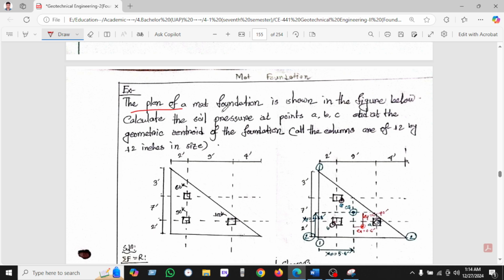You can see the plan of the mat foundation is shown in the figure below. Calculate the soil pressure at the points A, B, C. This is the B, this is the C, this is the A. Okay, so this is A, this is B, this is C. Under geometrical conditions, the eccentricity of foundation, all the columns are 12 by 12 inches in size.